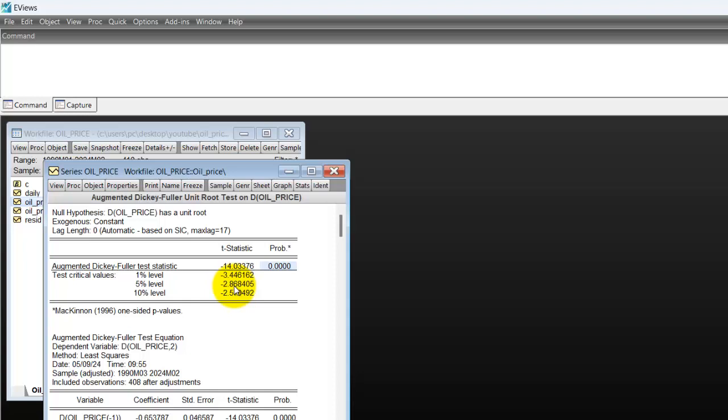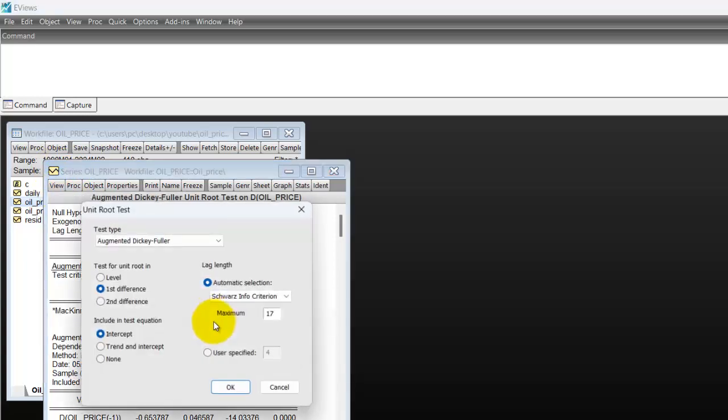Why? Because the other two indicated that it is not level, it is I1. But for me, I will always go for trend and intercept, because this is the most robust of the three test equations. But if you take note of something here, we are not sure of the level at which oil price is stationary. So to authenticate our results, we need to make use of other unit root tests.